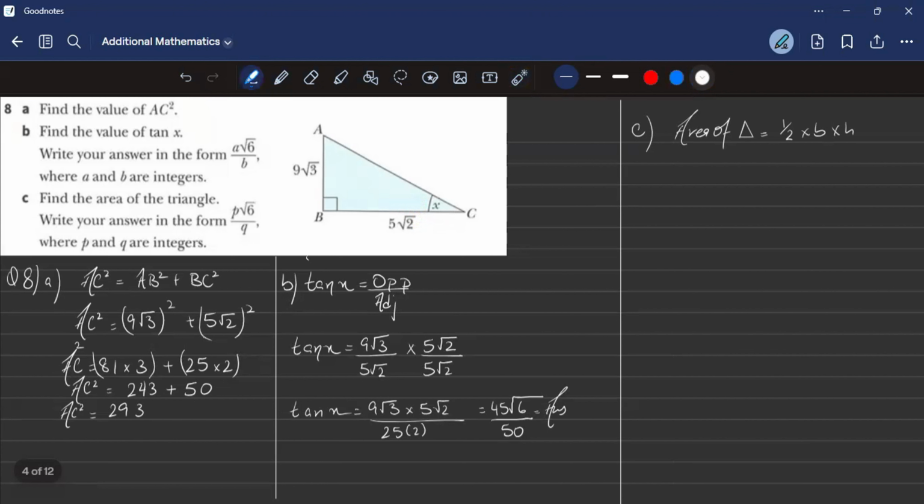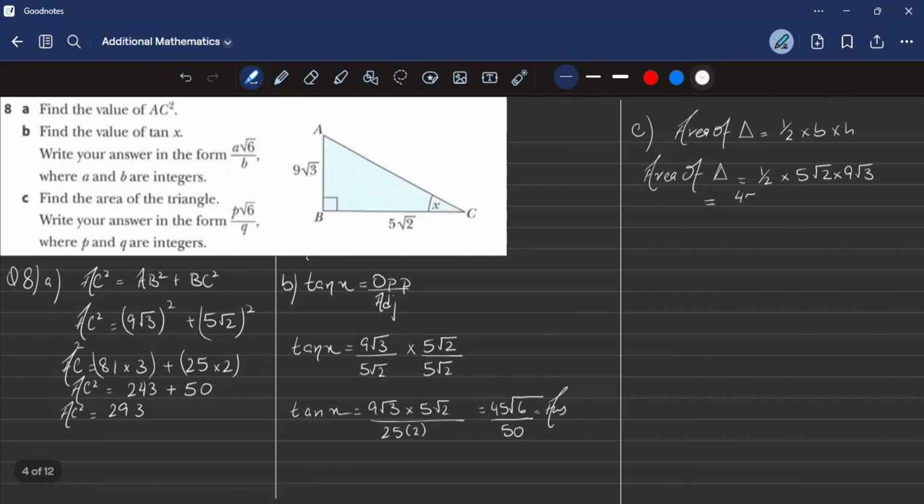So 1 over 2 base into height. We are going to say area of triangle equals 1 over 2 multiplied by 500 root 2, which is the base, multiplied by 900 root 3, which is the height. Now I'm going to use my calculator. 1 over 2 multiplied by 9 multiplied by 5 is equal to 45 over 2.